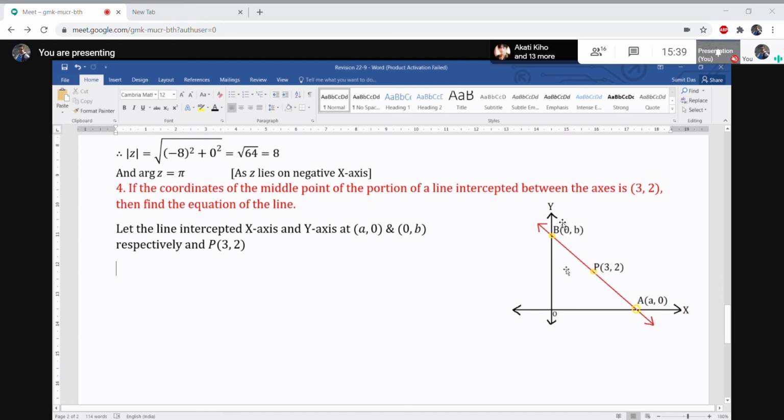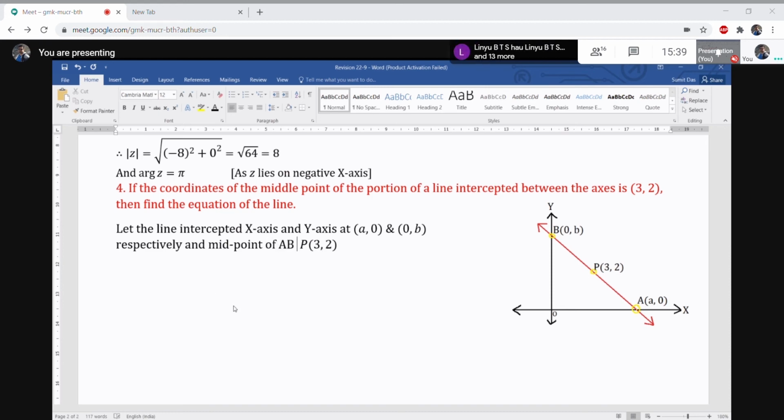So what do we have to find? We have to find the equation of the red line. Basically, let the line intercept the x and y axes at (a, 0) and (0, b). So we can easily find the midpoint using the midpoint formula, and then we'll compare to find a and b. This is also from the book, but I'm changing all the points.